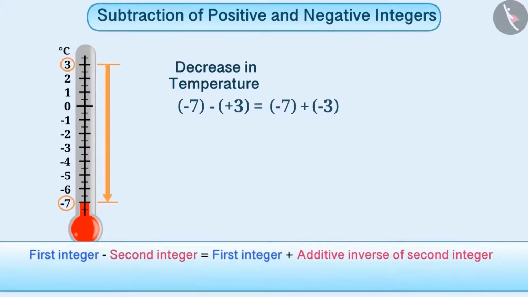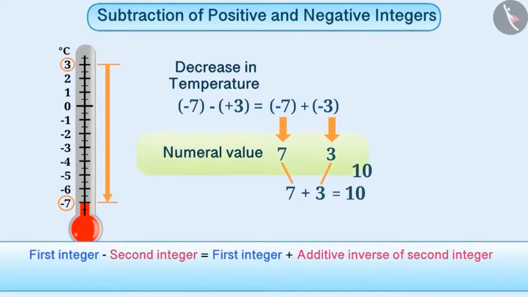As you can see, the sign is the same in both -7 and -3. Therefore, we will add the numeral values of these numbers. And we will put the sign of these numbers, that is minus sign, with the result. Thus, the result obtained is -10.